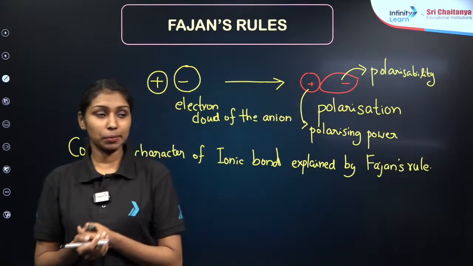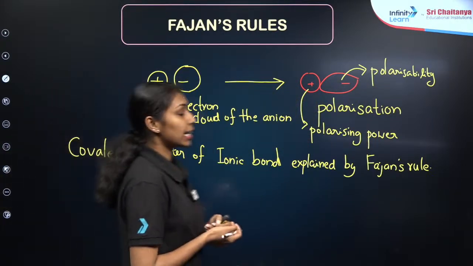Clear? The basics about Fajan's rule or the polarization. Is the thing clear?